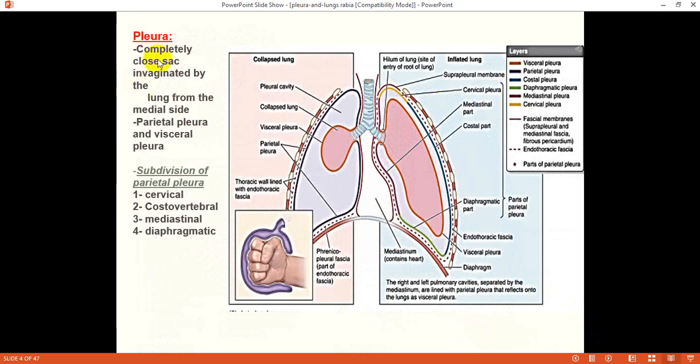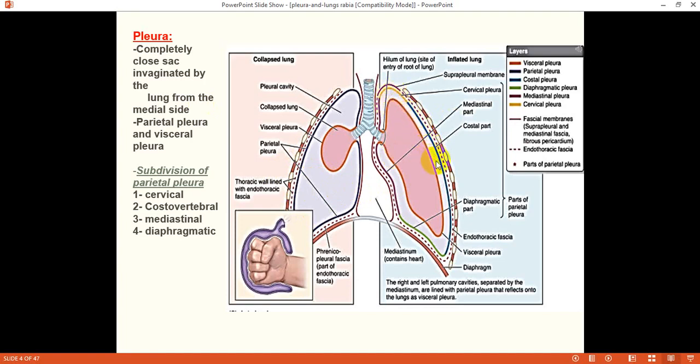Pleural membrane or pleura is a serous membrane making a closed sac, which is called pleural sac. Now, it is a serous membrane. That means that it is lined on the inner side of the sac by simple squamous cells, which are mesothelial cells, and they are going to secrete serous fluid, which is called pleural fluid. The serous fluid is present in the space which is called pleural cavity.